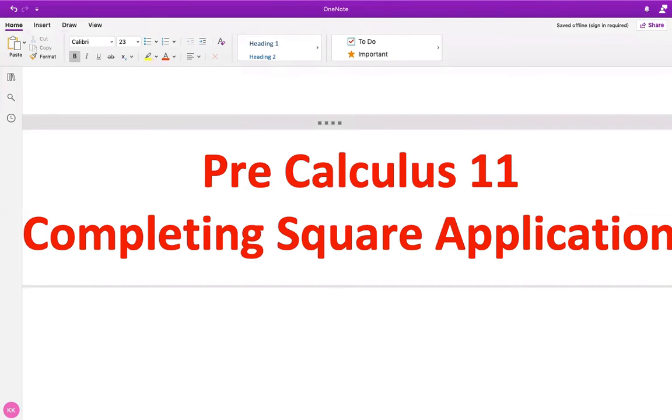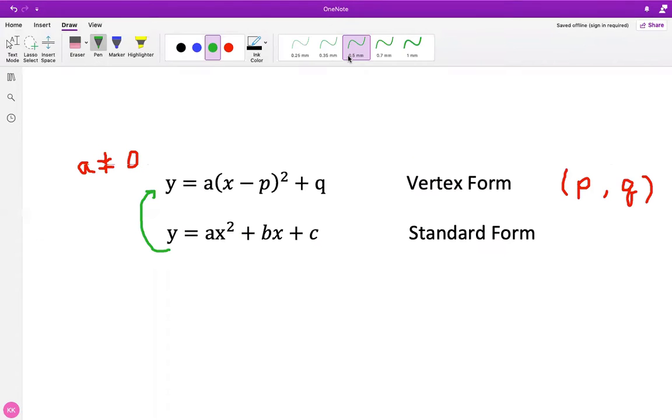Hello everyone, so this is the last session of completing the square. In the previous two videos, I covered the basics of completing the square. In this video, I want to cover the application of completing the square. Basically, how is the completing the square method useful?